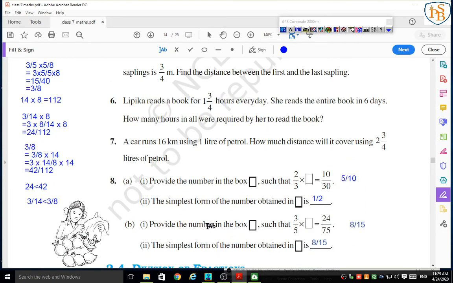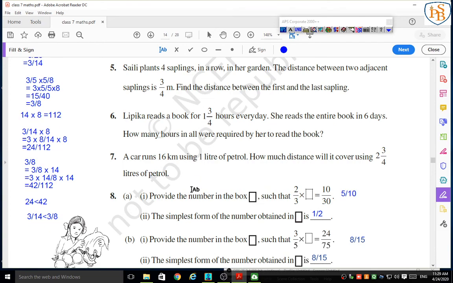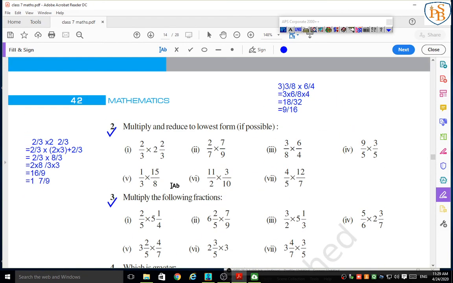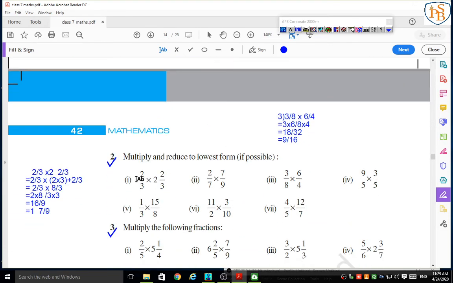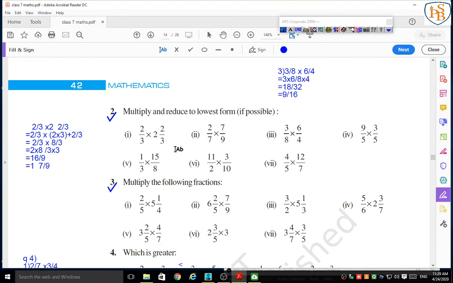Now we are going to solve the 5th, 6th, 7th questions. But before that we are going to recall again. Do you get this first one? And the other questions you have to solve in your notebook yourself. And this is the second question. We have to multiply it, and we also have to find the reduced lowest form, and also convert them into mixed fractions. As like that, the second question, we have to solve the third one.